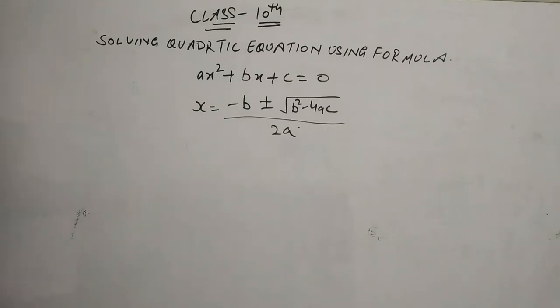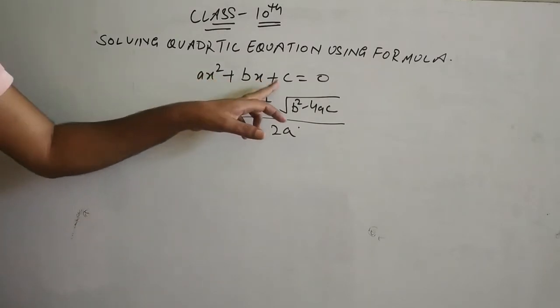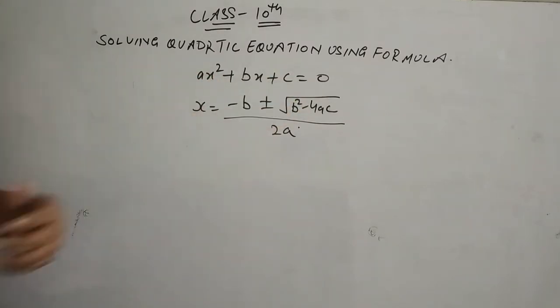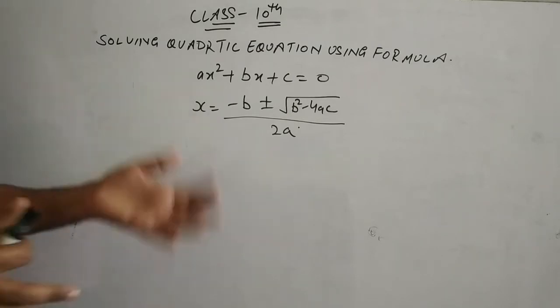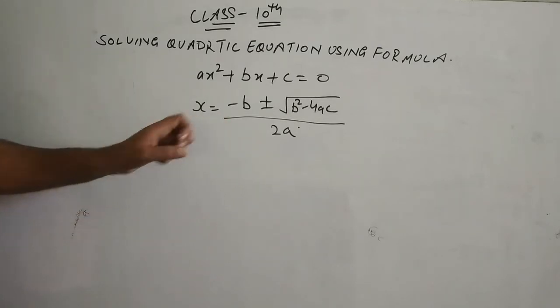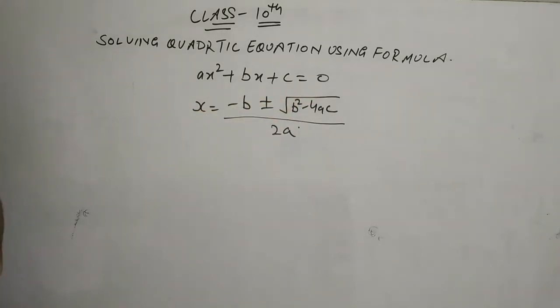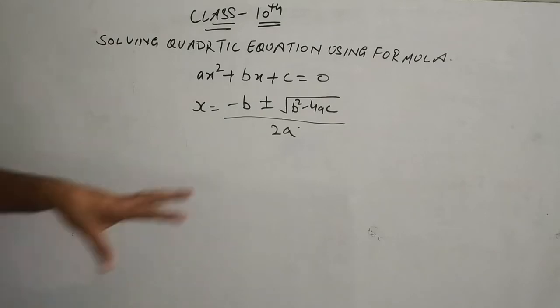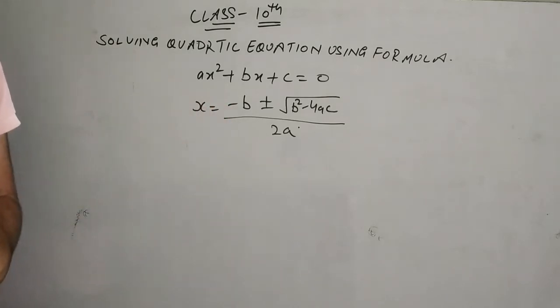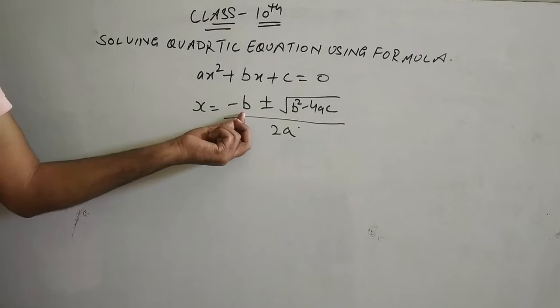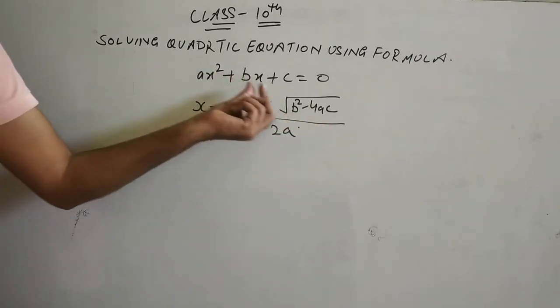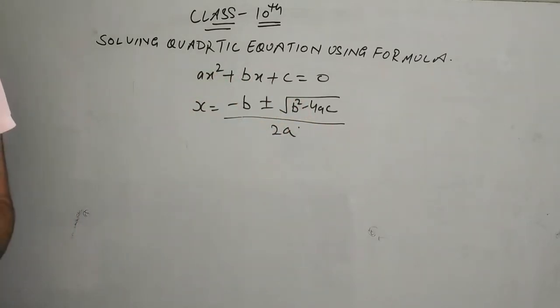And here we have a formula. If we have a quadratic equation ax square plus bx plus c is equal to 0, then the value of x will be equal to minus b plus minus under root b square minus 4ac over 2a. So by this method we can find the value of x, where a, b and c are the coefficients of the quadratic equation. We have discussed so many times how to find the value of a, b and c.